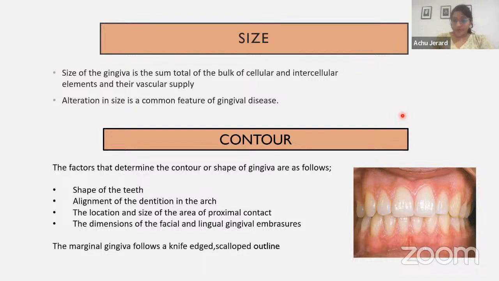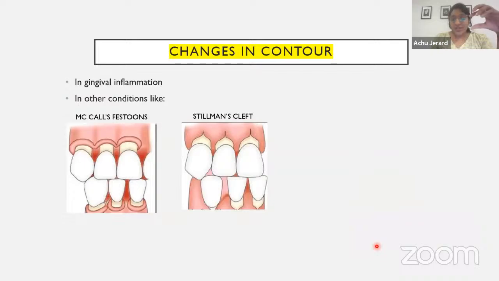And then the contour. Contour is the shape. Usually this is knife edged, scalloped, purely scalloped. But again, this depends on the approximating tooth surfaces, or the shape and size and alignment of the teeth in the arch. Sometimes we can see changes in the contour depending on the alignment of teeth in the arch. And there are two other conditions which exhibit a change in the contour.